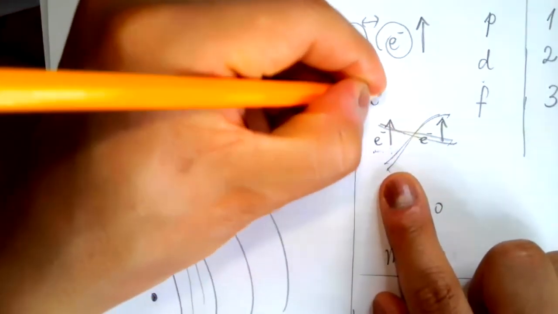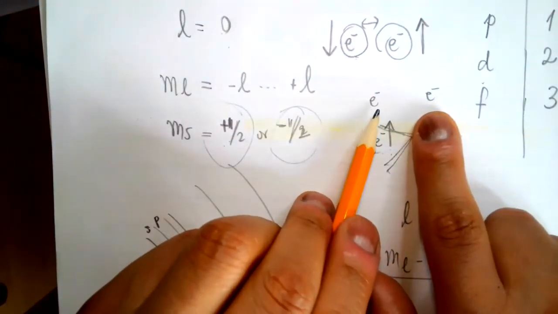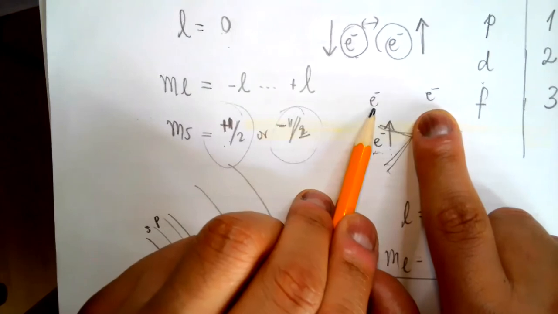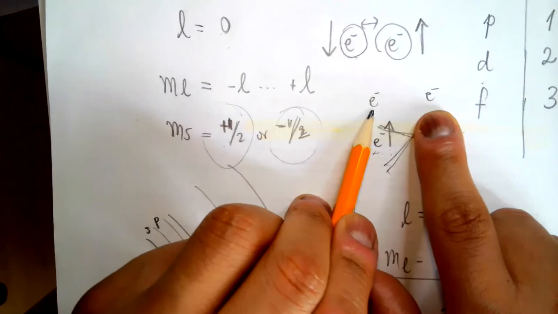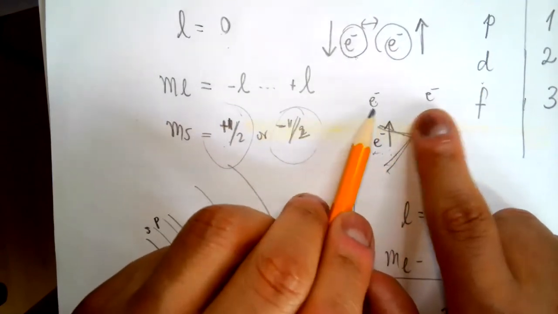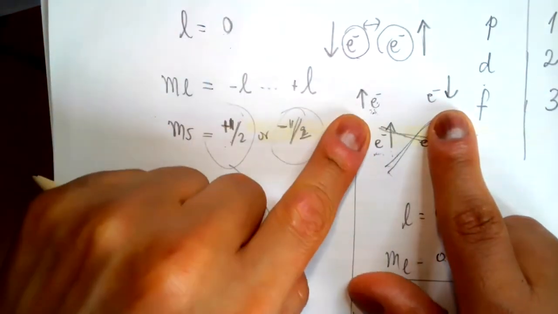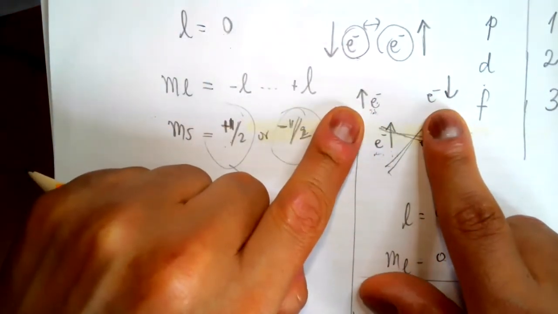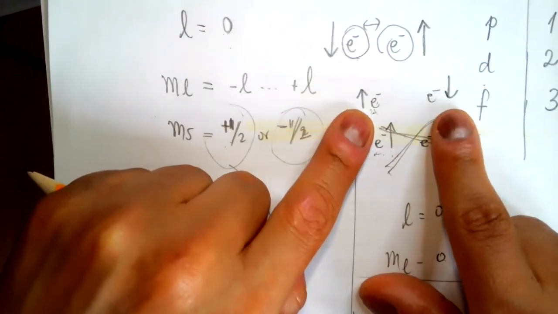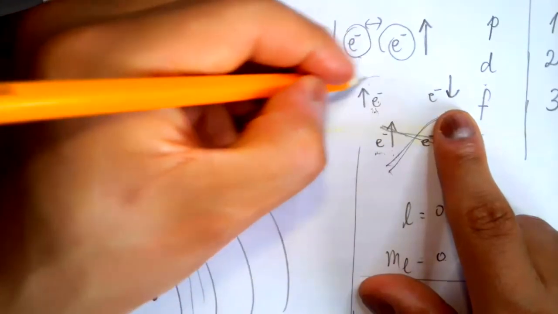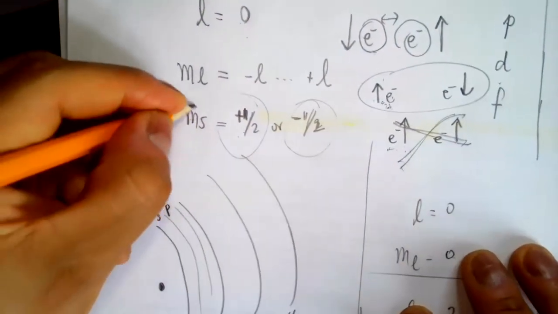For you to have two electrons in the same orbital, you already have the penalty of two negative charges, the electrical repulsion. How can you compensate for this electrical repulsion? By having a magnetic field so that they can coexist. Now they can coexist because they have opposite magnetic fields. So that is the explanation for the spin.